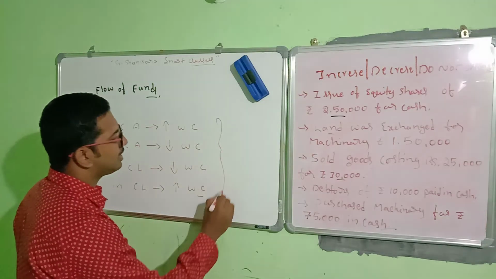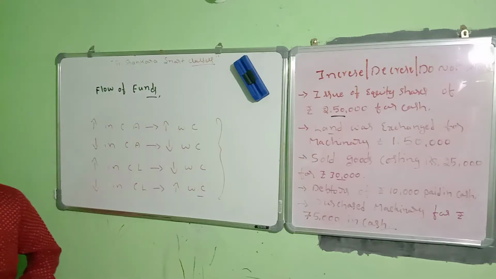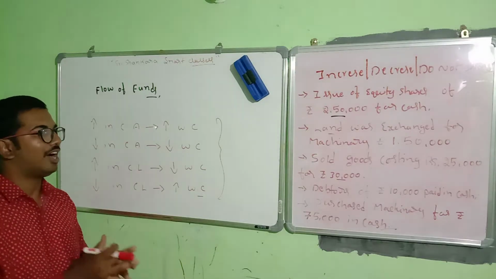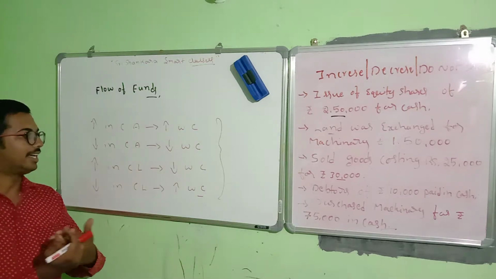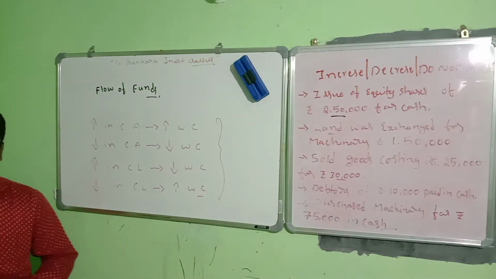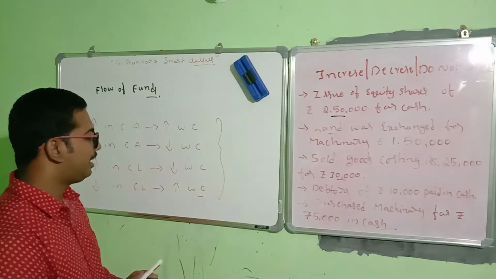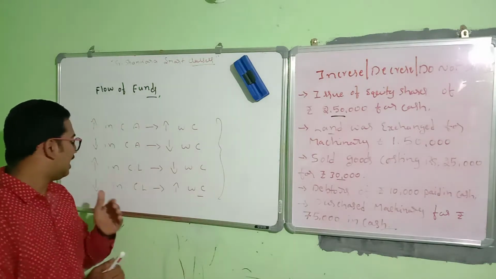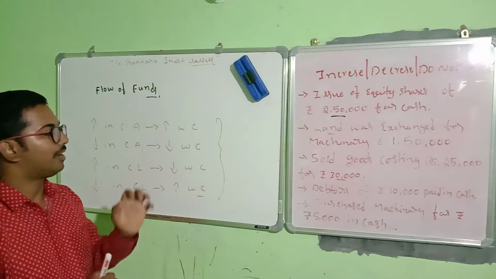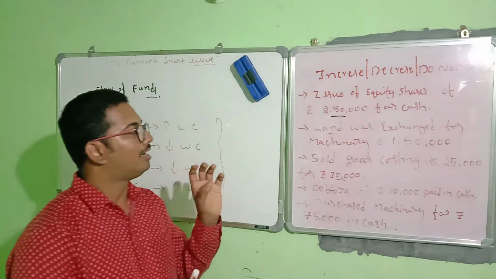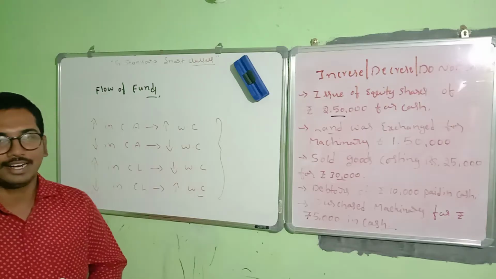So when you get the current assets and current liabilities, we have to analyze whether it's an increase in current assets leading to increase in working capital, decrease in current assets leading to decrease in working capital, increase in current liability leading to decrease in working capital, and decrease in current liability leading to increase in working capital. That is what we call the regulations about current assets and current liabilities.